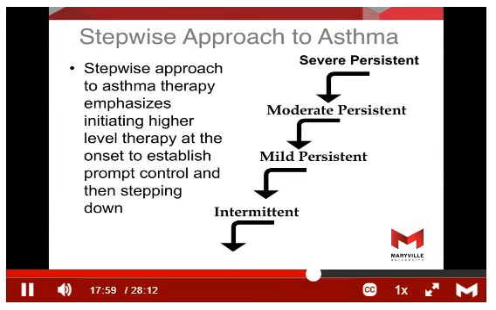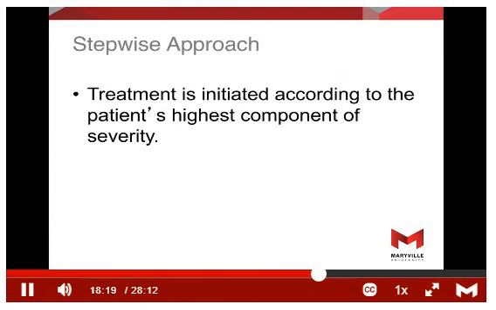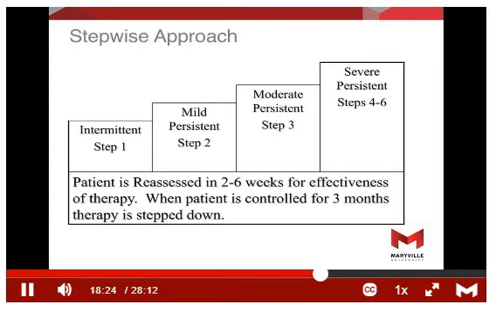The stepwise approach to asthma. Stepwise approach of therapy emphasizes initiating higher levels of therapy at onset to establish prompt control and then step down. We do not want somebody always being a severe persistent. We want them to get down to at least a mild persistent asthmatic. Treatment is initiated according to the patient's highest component of severity. So this is kind of the stepwise approach of how we would assess a patient on their severity.